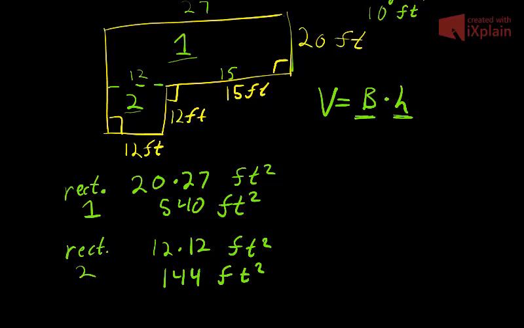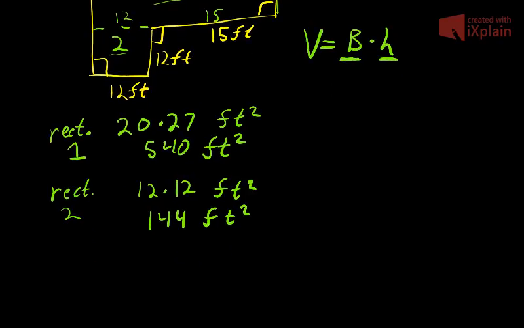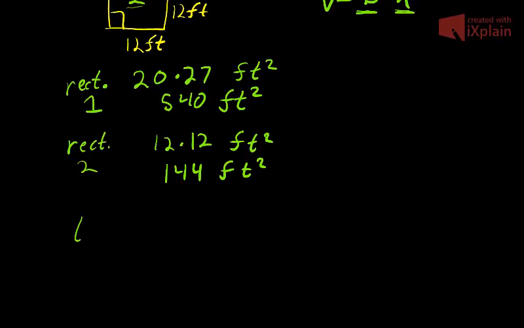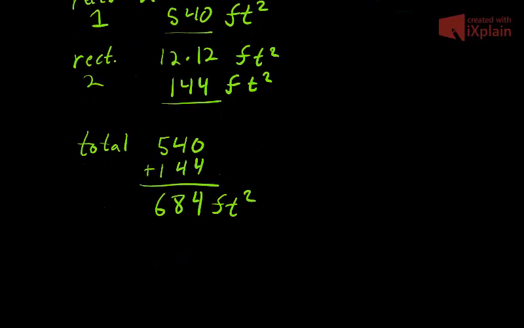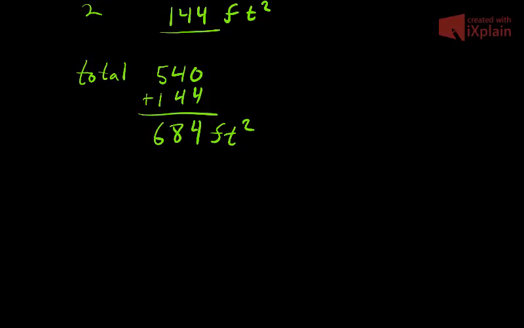So now I'm just going to add up these areas. So my total is going to be rectangle 1, this area, plus rectangle 2, this area. So I'm adding those areas together. I have 540 plus 144, which is going to give me 684 square feet. And that's my base. So now what I need to do to find the volume is base times height.